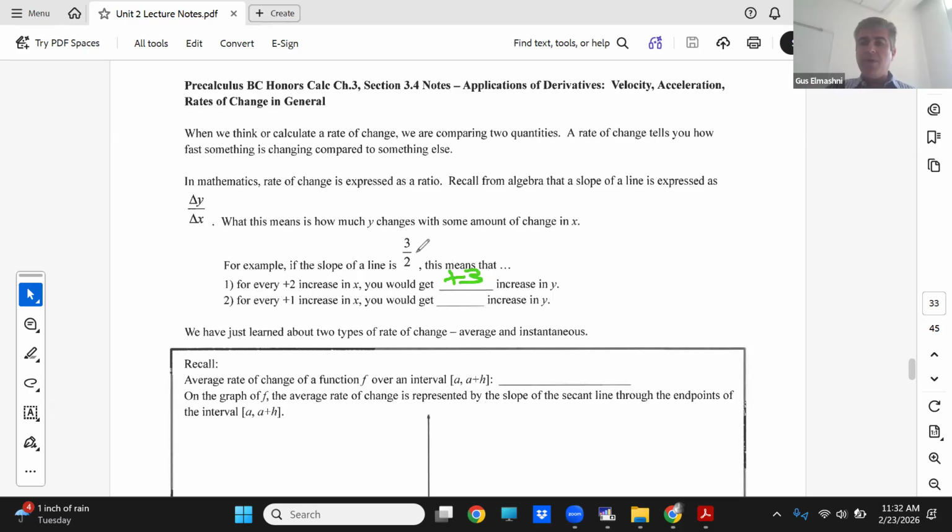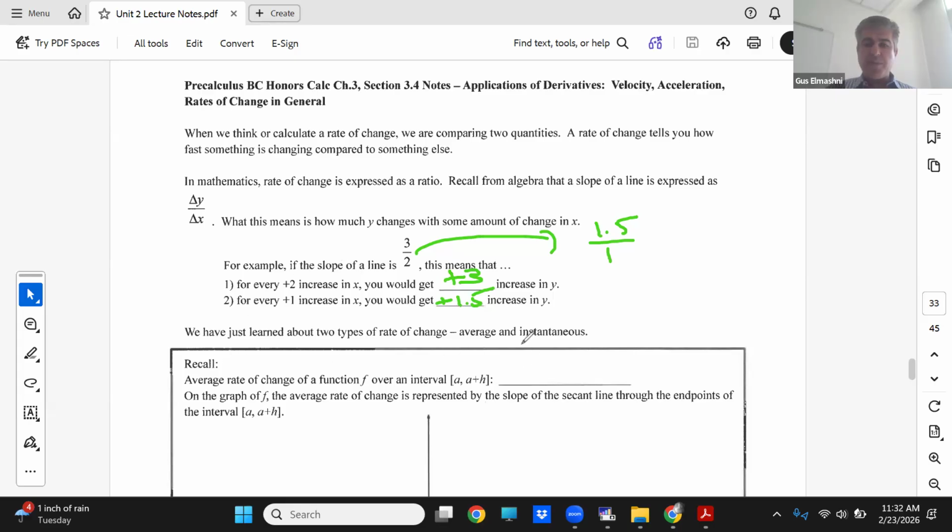Or you could rewrite it as 1.5 over 1, right? Isn't that the same thing? So if you want to re-express it, for every change of 1 in x, what change in y do we experience? 1.5, exactly, or 3/2. And also we know about two types of rate of change. There's average rate of change or instantaneous rate of change.